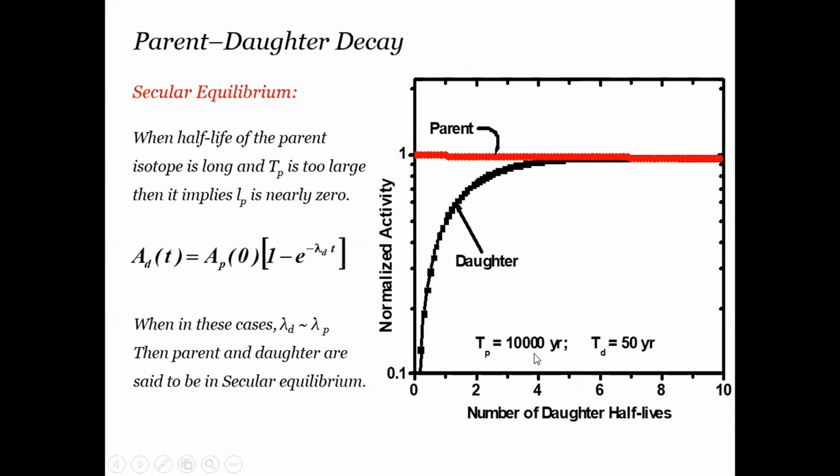For comparison, we have drawn a sketch for a parent half-life of 10,000 years, while the daughter element has only 50 years. So the daughter is rapidly decreasing as compared to the parent. The parents are decreasing very, very slowly, but the daughter elements are increasing and saturating. So in this case, the parent and daughter are said to be in secular equilibrium.